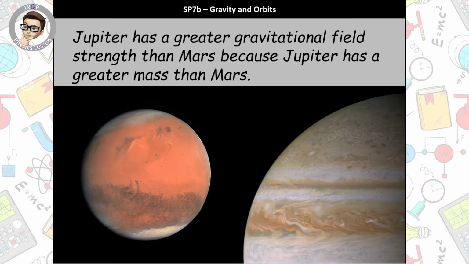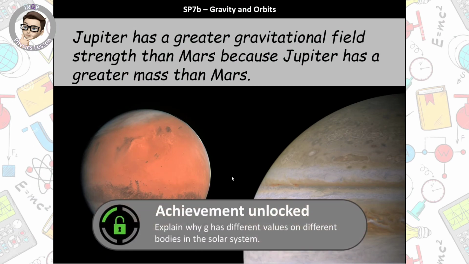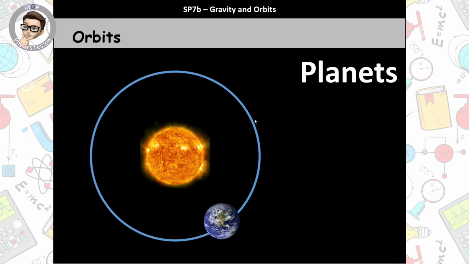Okay, so back to the PowerPoint for a second. So we have now explained why g has different values on different bodies in the solar system. So we've covered 2 of our learning objectives so far in this lesson. So let's look at orbits now.